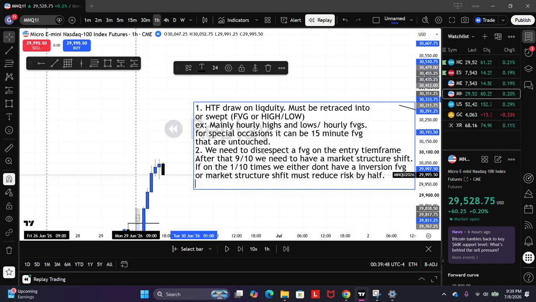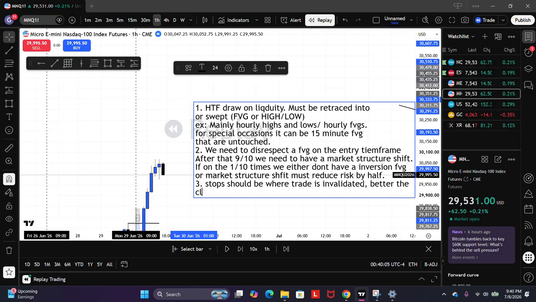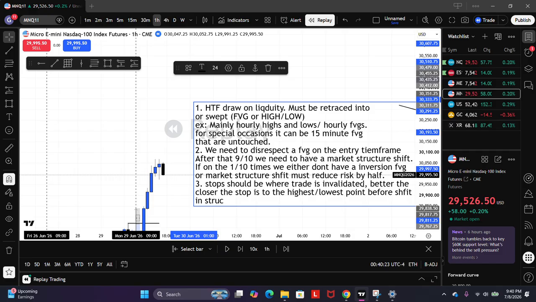Stops, now 3. Stops should be where the trade has been validated. Better the closer the stop is to the highest/lowest point before the shift in structure.